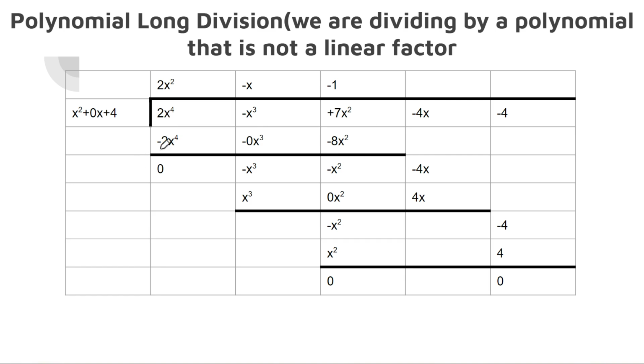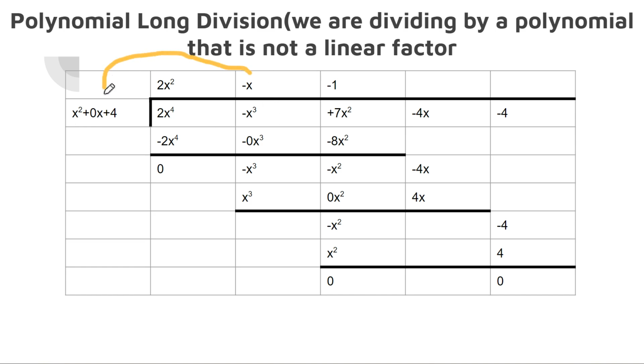So add this, you get 0. Add this, you get negative x cubed. Add this, you get negative x squared. And then drop the negative 4x. Now we have this. We're going to take this term, divide it by negative x cubed. Take this negative x cubed, divide it by x squared. Negative x squared divided by x squared is negative x.